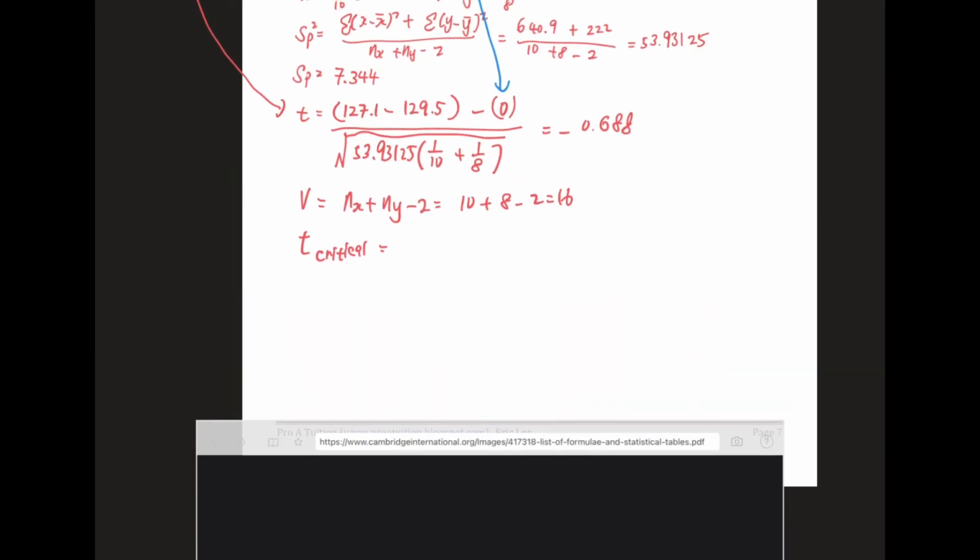Okay, so our degree of freedom is 16, then our p is 0.9, so we take 1.337. Okay, so you have to know that this is the left tail, so negative 1.337.